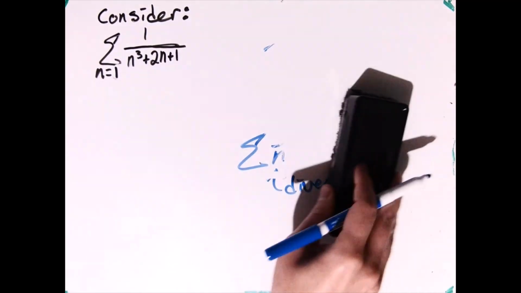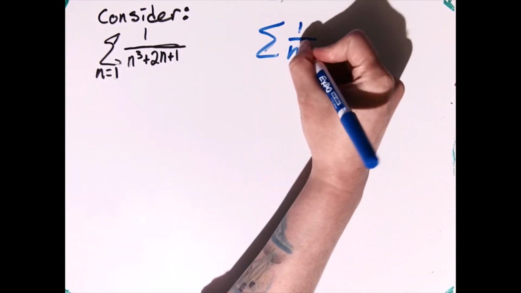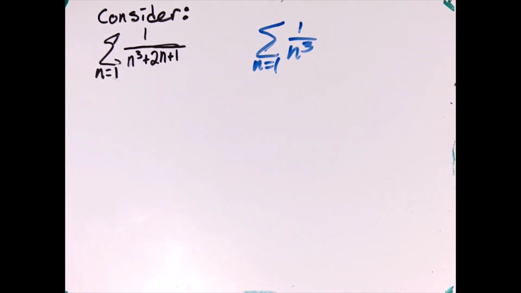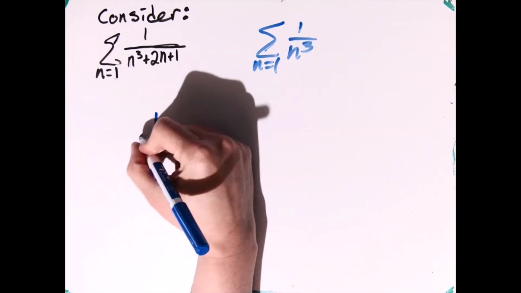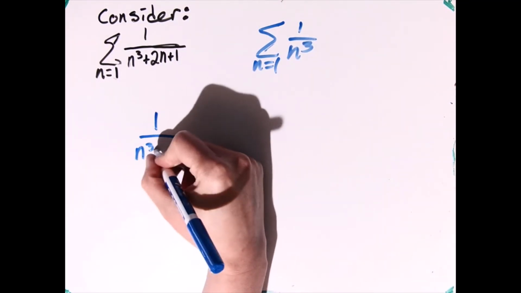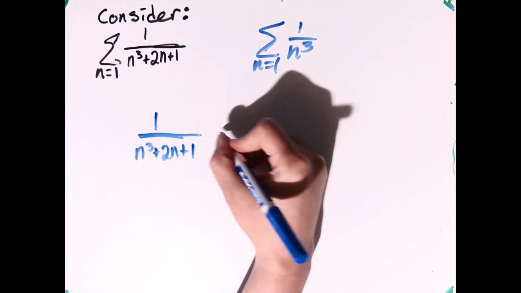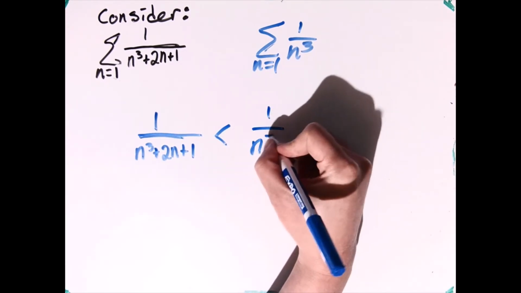So here's what we're going to do. We're going to take a look at this, and we're going to say, hey, it reminded us of this. And I know that this thing converges because it's a P series, and its P is 3, so it's going to converge. And here's the other thing I know: 1 over n cubed plus 2n plus 1 is going to be smaller than 1 over n cubed.